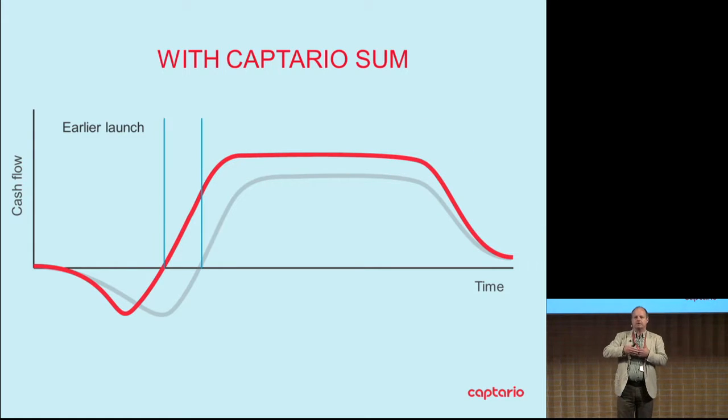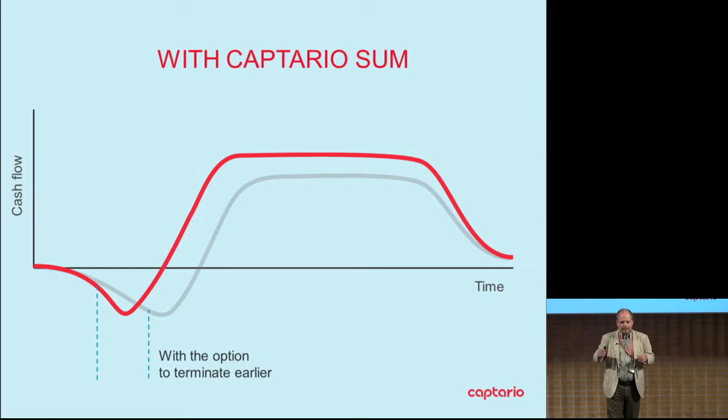Captario Sum provides a view of the end game the whole time through the project. And that makes it less risk that you actually miss out on things. You don't have to catch up with things you had done before. You can launch earlier. And with Captario Sum, you can actually identify critical uncertainties that you can address early, and possibly for a non-viable drug, you can actually terminate the project earlier.